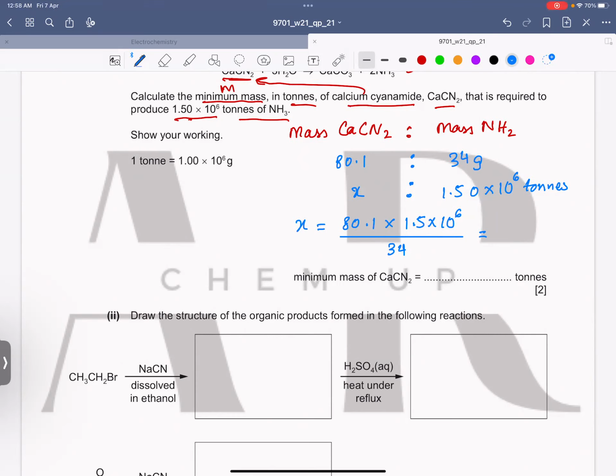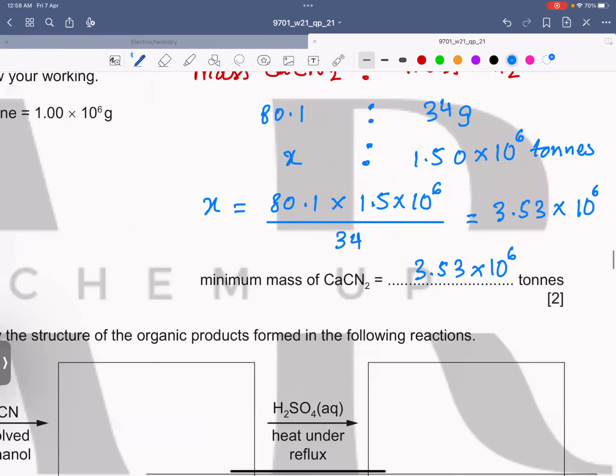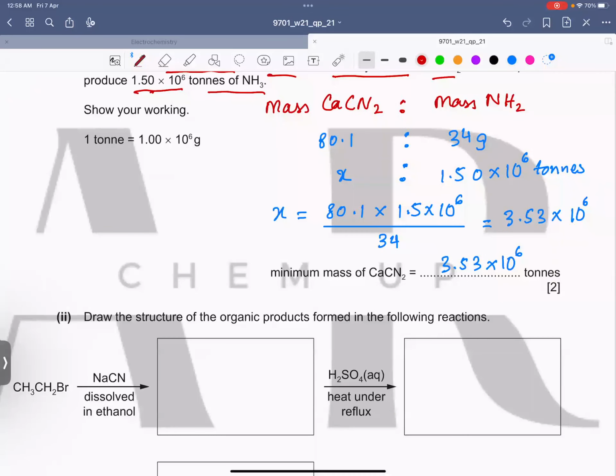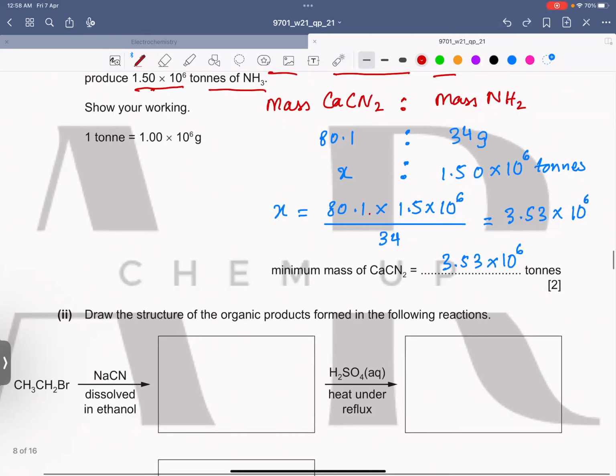Sir, 3.53 exponent 6. 3.53 exponent 6, and the answer I got over here is in tons only. And see how it could be in tons, because this 80.1 has a unit of grams, 34 also has a unit of grams, and this has a unit of tons. So these two units cancel out and we are left with tons. Is this clear? Yes, sir.